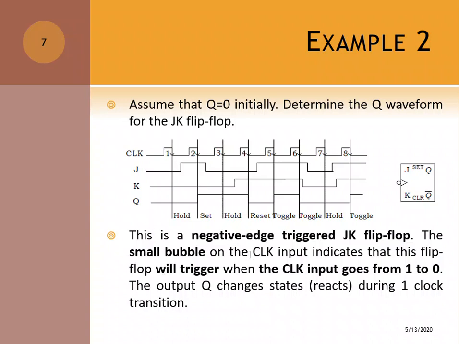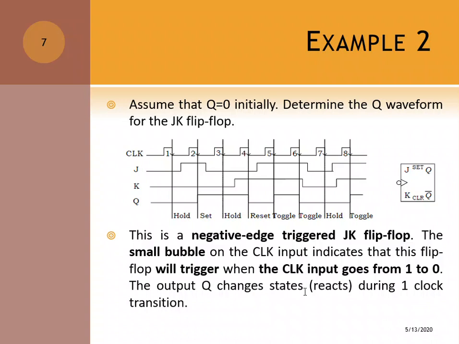Okay, the small bubble on the clock indicates that this flip-flop will trigger when the clock input goes from 1 to 0. So, dari segi perbezaan block diagram, you can see for negative edge triggered, dia ada small bubble in front of the clock symbol. Ni clock symbol simbol 3 segi dekat block diagram ni adalah simbol clock. Okay. So, dia akan berubah from 1 to 0.